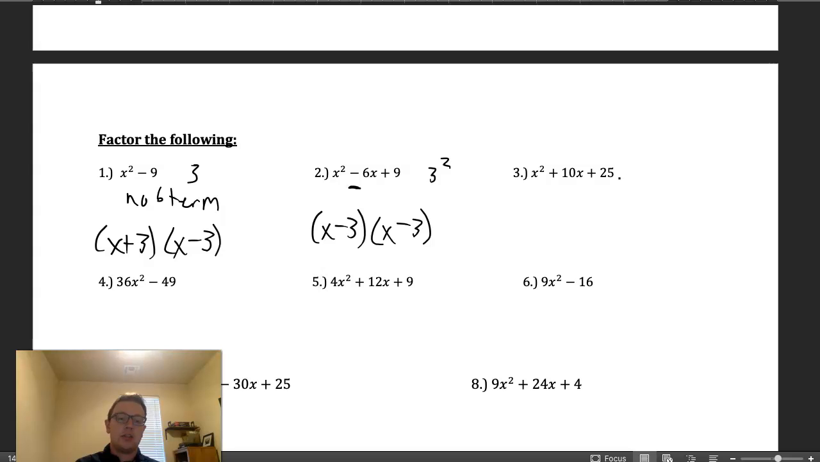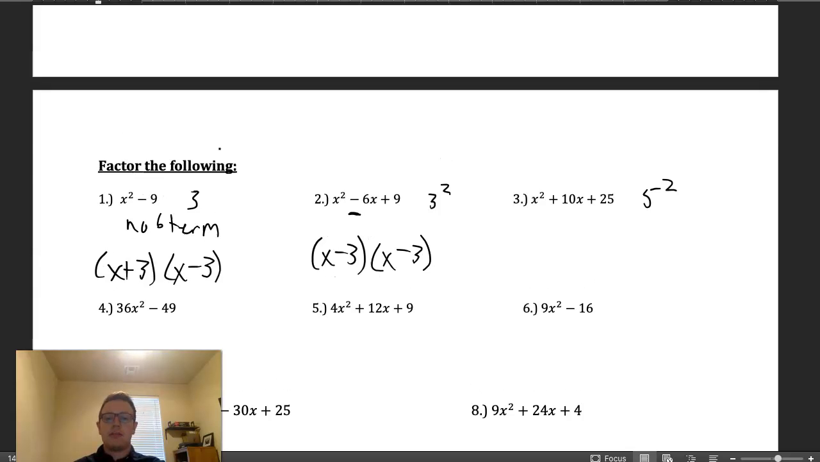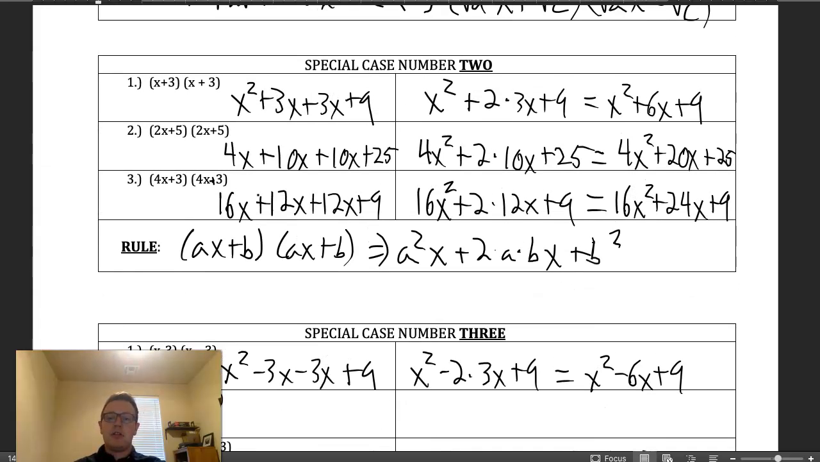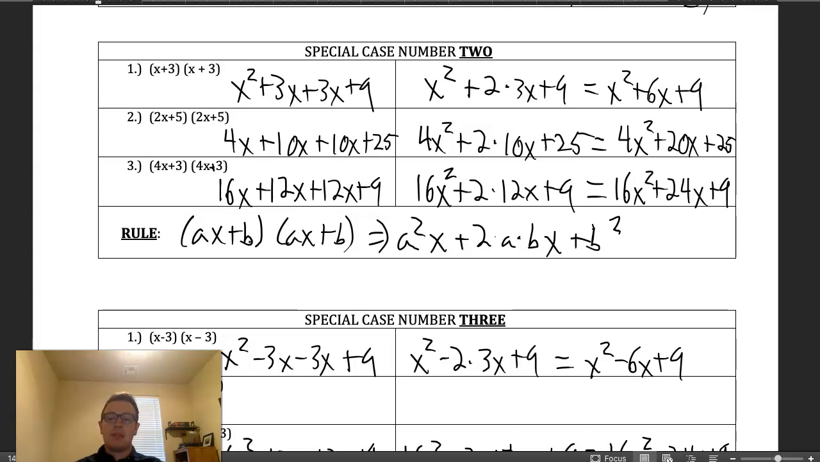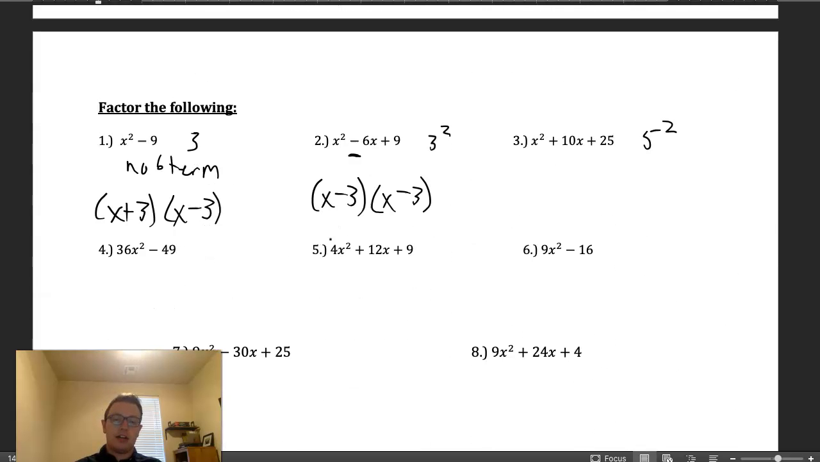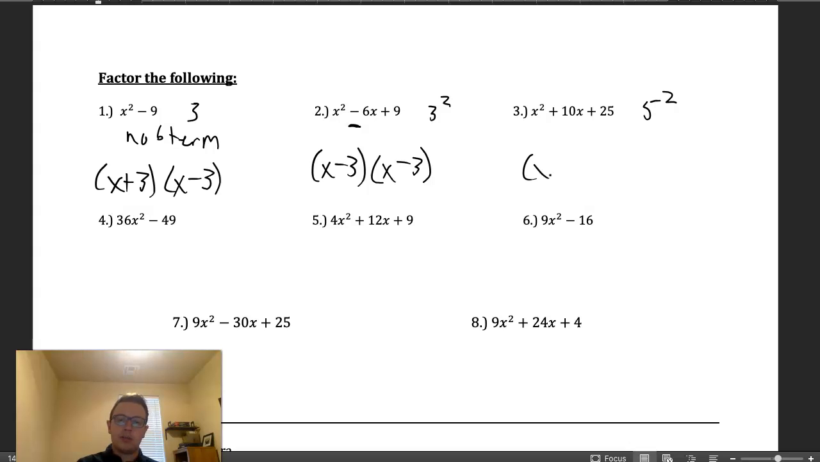For this one, 25 is just 5 squared, and 10 is 5 times 2. So we know this is a perfect square case, special case 2. Looking back at special case 2, what does this equal? It equals x plus b. We have no a because we have an a value of 1. So this is going to be x plus 5 squared. So this will be x plus 5 times x plus 5.